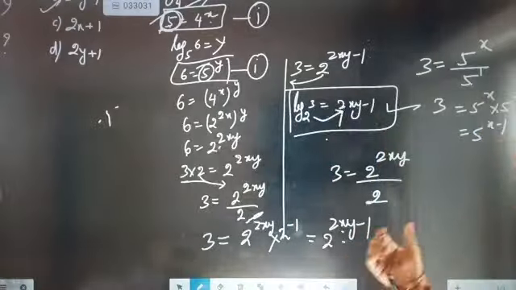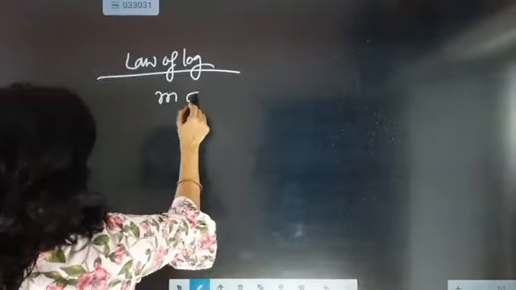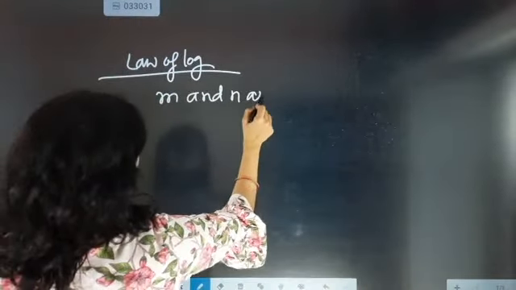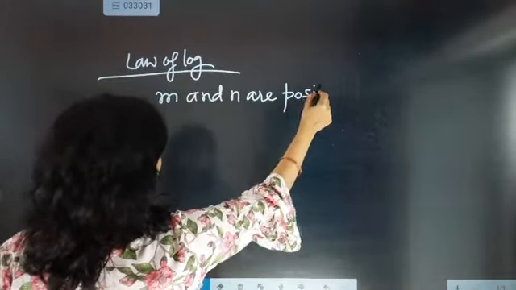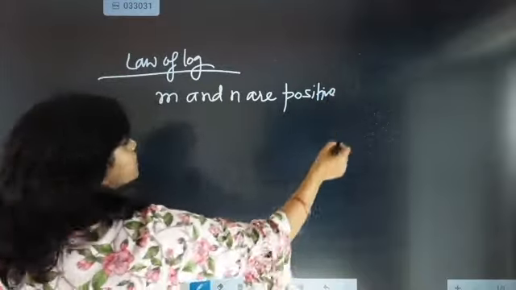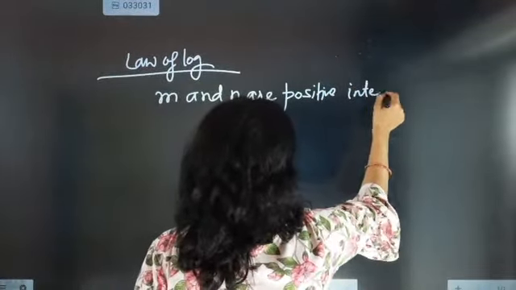Gautam, understood now? Shall we go for the next question? Some properties of log you already know. The first law of log: if you understand it now itself, then in higher classes nothing will be typical in terms of log. So now m and n are positive integers. Strictly, m and n have to be positive integers.